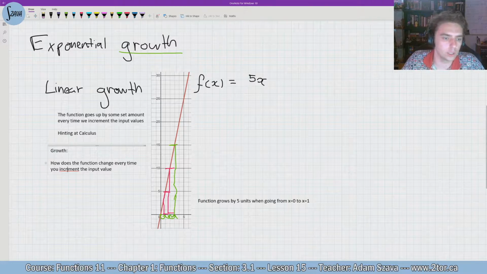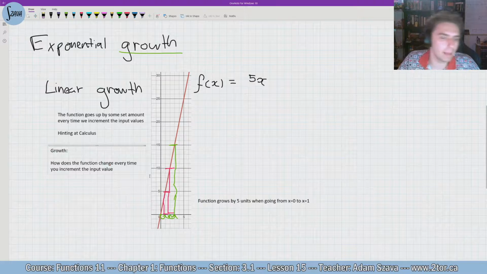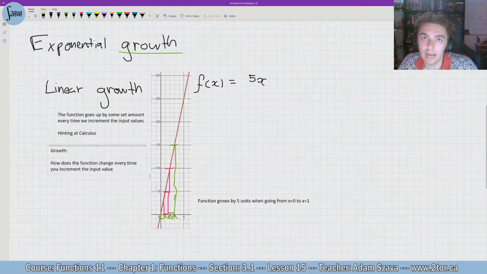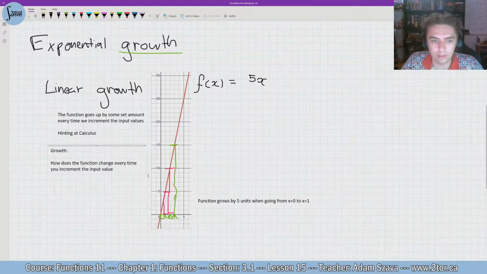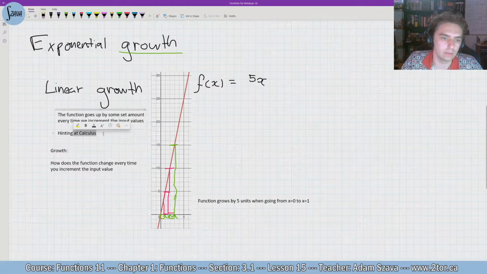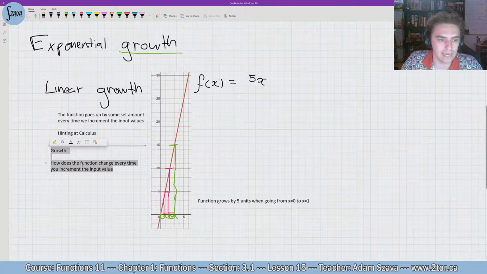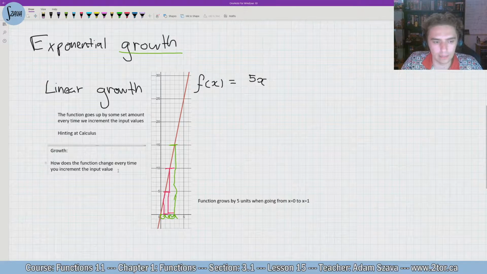Does it go up? Does it go down? By how much? By the same amount every time? By a different amount every time? And how do you calculate that different amount? These are all ideas that we talk about at the beginning of calculus, and that's the idea I want you to grasp here.